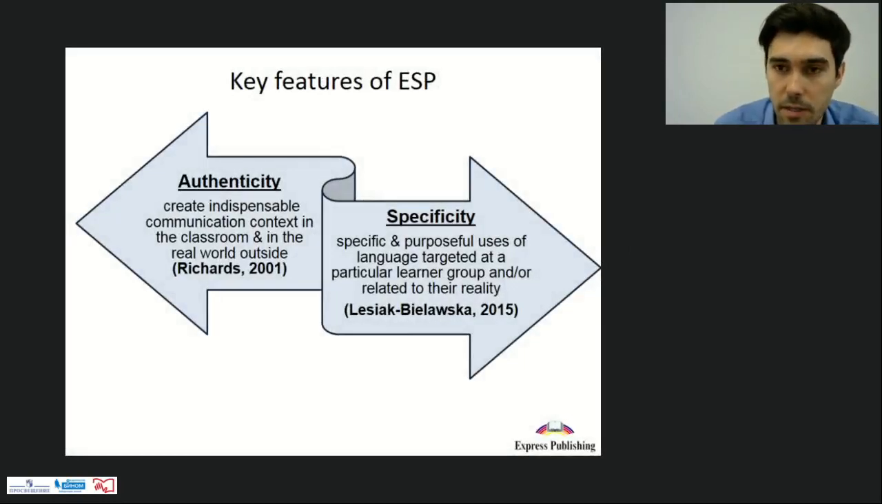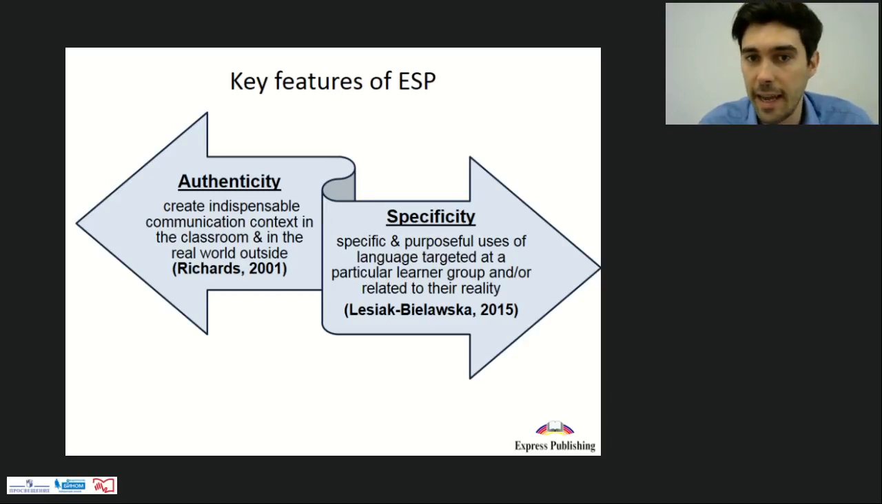When we talk about the characteristics of an ESP course, we can look at authenticity and specificity. Now, when we talk about authenticity, if we have a look at the diagram here from Richards, 2001, we're talking about creating indispensable communication context in the classroom and the real world outside. What we mean by this is that ESP courses try to use as much authentic material as possible to provide learners with a realistic experience of English.